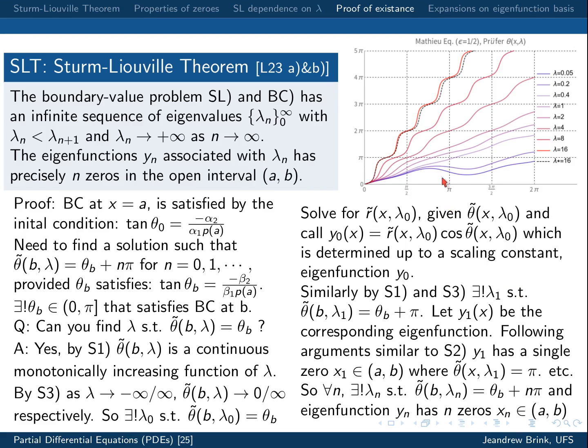It's kind of nice to argue this simply from the properties of the Prüfer equation for theta without actually knowing the details of the functions p, q and w. So that basically concludes the first part of this lecture, and we'll be looking at expansions on the eigenfunction basis for the second part.